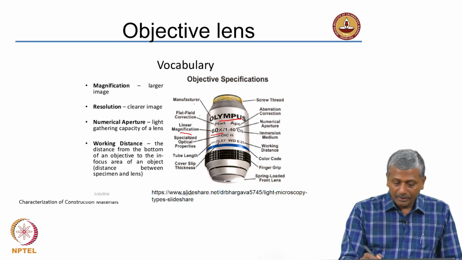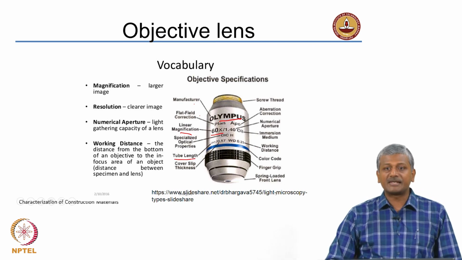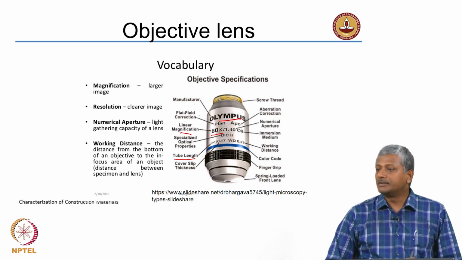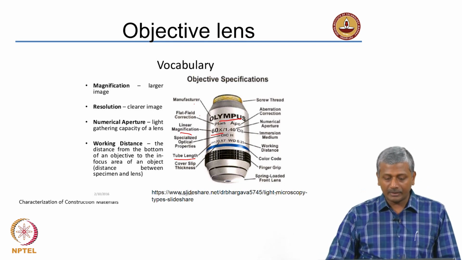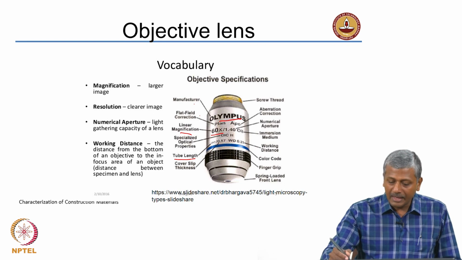Okay. What other features are there? You have tube length, which is written as infinity in this case. What does it mean? That the optics are such that the image will appear as if it is at infinity. So, it will not have a strain on the eye. Okay.